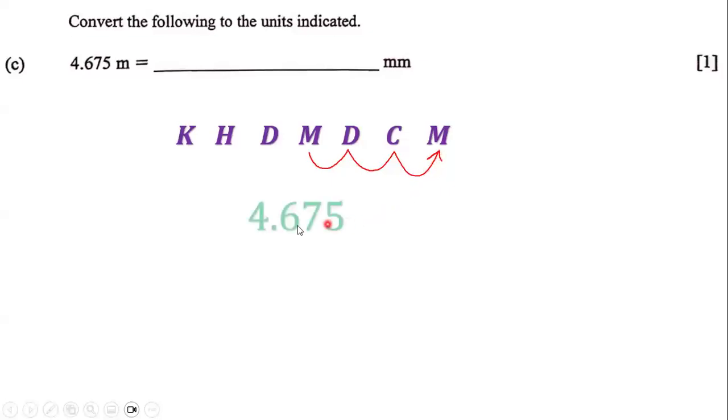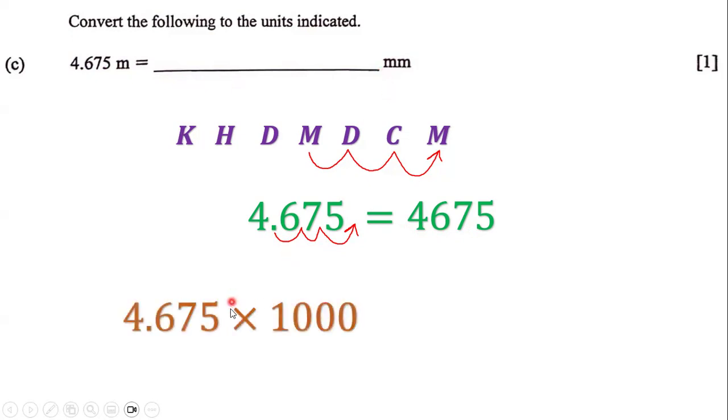And so we take 4.675 and we move the decimal point 3 times. And so it's 1, 2, 3. So the decimal point is currently right here. And so what we actually have is 4,675. And so 4.675 meters is actually 4,675 millimeters. And so we multiply.